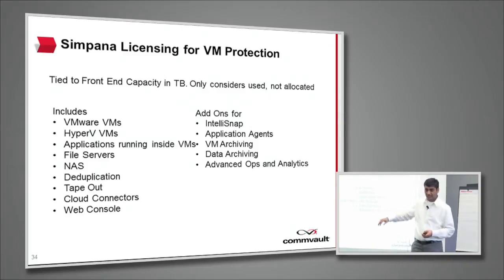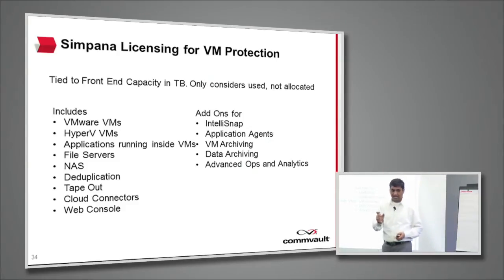But you're not limited to that. You also have the ability to add on all of these things. So if you wanted your gold VMs protected a little bit differently, you can add IntelliSnap options to that. So it's all based on front-end terabyte. It's not the size of the VM, it's the amount of space used inside the VMDK. It's only the amount of data that we read, and if the VM is 100 gigs but only 30 gigs is used, we only read 30 gigs.